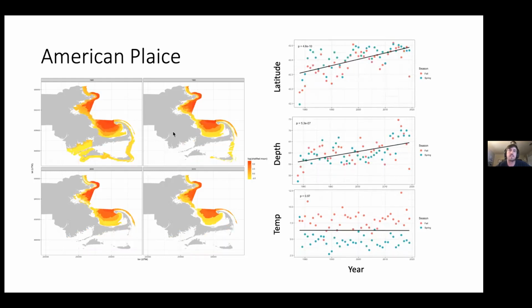And then American plaice, for the last species, similar. So here you can see that the majority of American plaice are caught north of the Cape here. There were some south of the Cape in the 80s and 90s, but that's kind of gone away. And again, this is the species where the trawl survey is no longer used in assessment as a time series of abundance. But from the latitude here, you can see there's a northward shift in latitude, deeper depths, and a kind of constant temperature here as well.